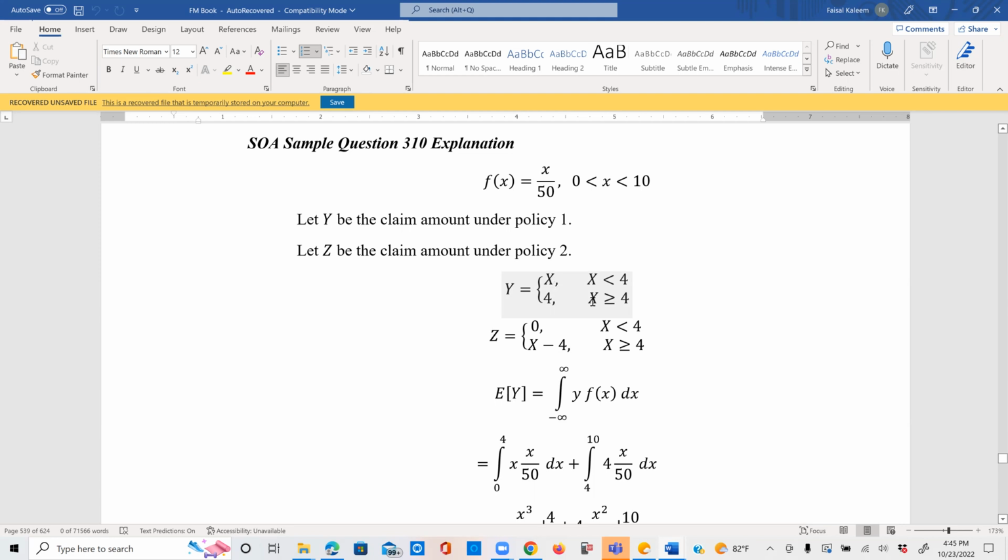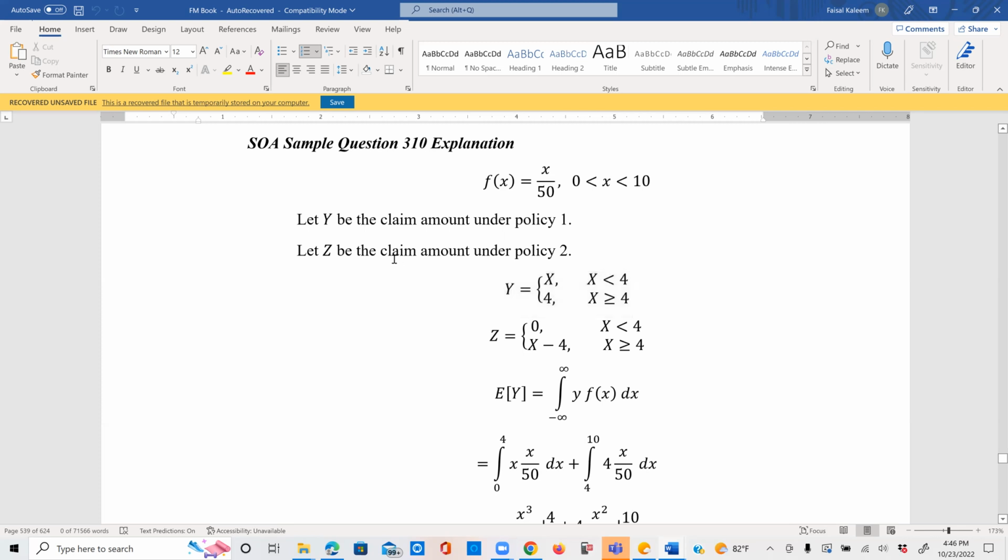But once it hits 4, that's your cap. You never get paid more than 4 because 4 is the upper limit. So when the loss is greater than or equal to 4, your payment is 4. The payment is equal to the loss when the loss is less than 4, so that's why Y is equal to x in that part. And the payment is equal to 4 once the loss is greater than or equal to 4.